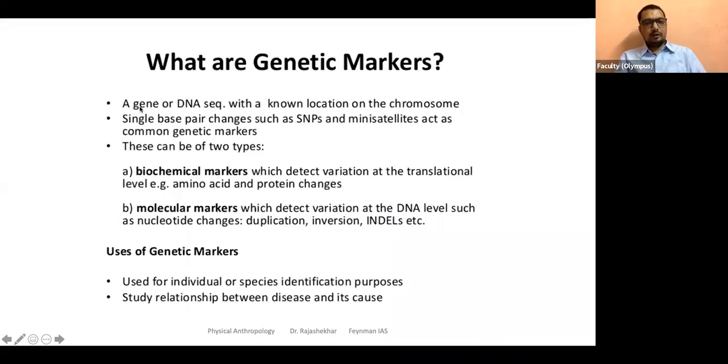So what is a genetic marker? If you want to write it down, it's a gene or a DNA sequence with a known location on the chromosome. Its location is known, and it acts like a reference, because the central library's location is known, and so-and-so bank is known in the given area. That acts like a marker for us to identify something else. The location is known on the chromosome.